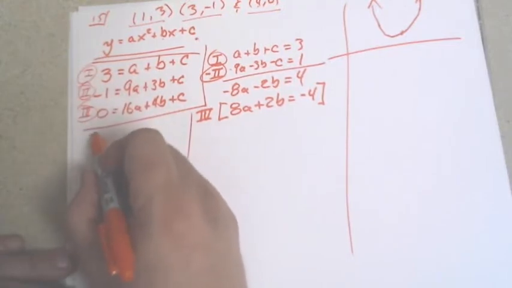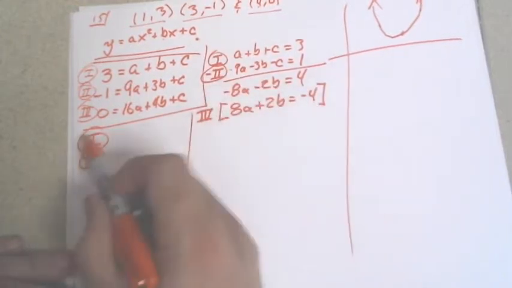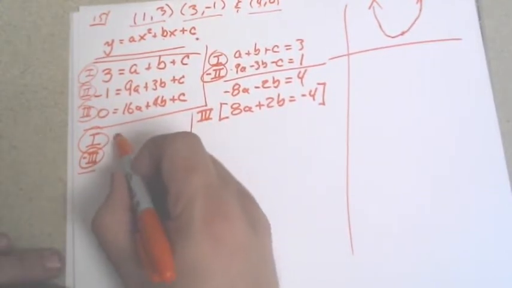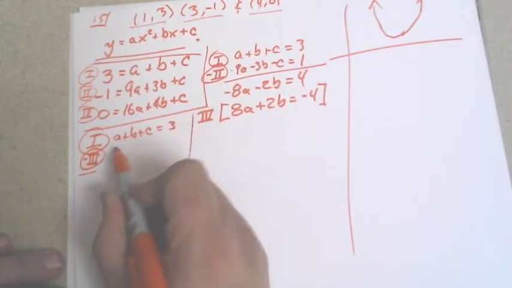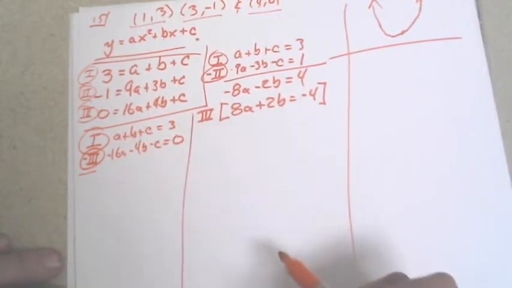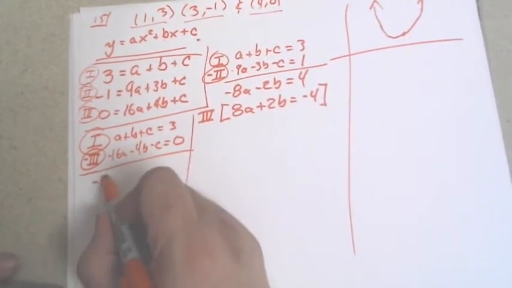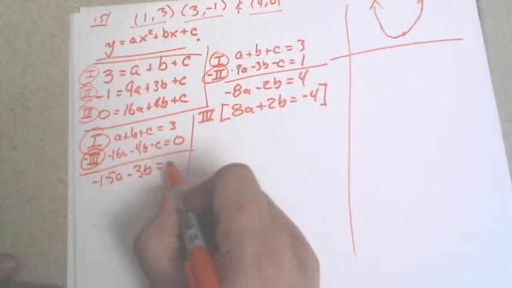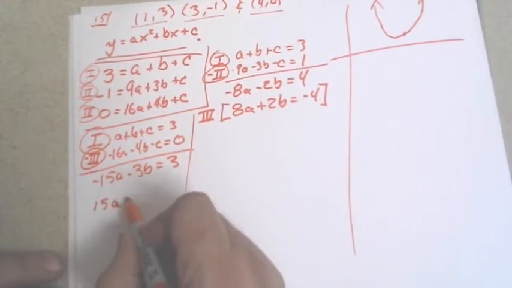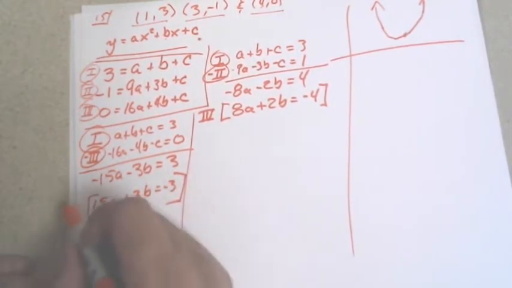Let's use 1 and 3. So 1 and the negative of 3. Again, with these labelings, I'm just trying to keep myself organized. Staying organized is really the key to making this nice. But again, a plus b plus c equals 3, and negative 16a minus 4b minus c equals 0. I could probably save myself some work if I made this negative and that positive, but eh. So negative 15a minus 3b equals 3. Or again, 15a plus 3b equals negative 3 might be nicer. So that's equation 5.